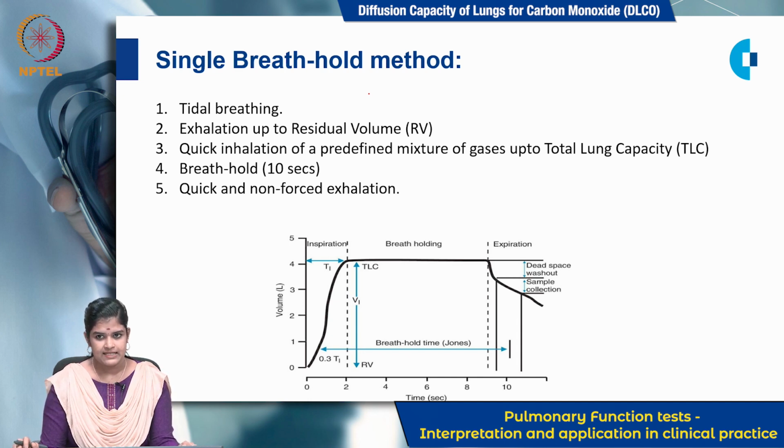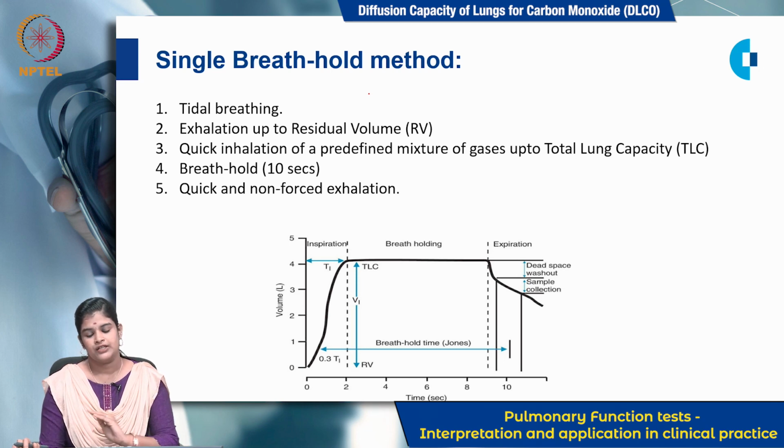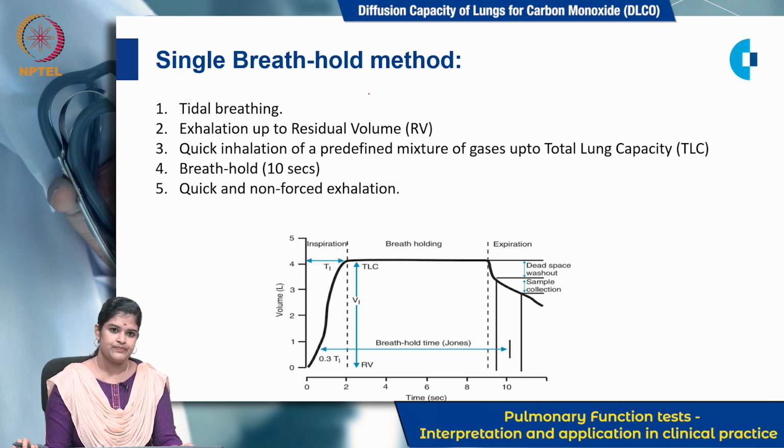The first part is asking the patient to take tidal breathing. Once the patient becomes comfortable with the nose clip and the mouthpiece and there are no leaks, the patient performs tidal breathing. After tidal breathing, we ask the patient to exhale up to the residual volume. Then the patient has to quickly inhale the predefined mixture of gas to reach up to the total lung capacity. Then the patient has to hold the breath for 10 seconds and then quickly exhale, non-forcefully. The patient has to exhale through the valve. That is the last part of the test.